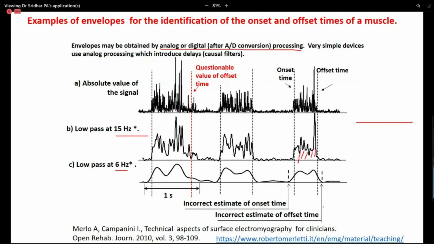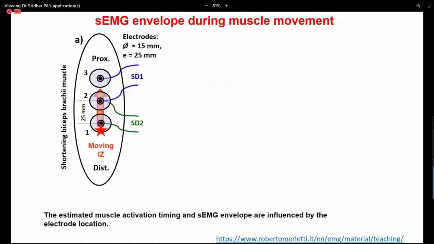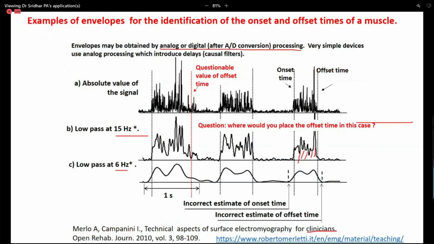This has been reported particularly to help clinicians understand these technical aspects, mainly to make them understand how this can be used for analyzing data for rehabilitation for low back pain, or ergonomics, or any other muscle activity related conditions. So the question is, where would you place the offset time in this particular case? It becomes very difficult.